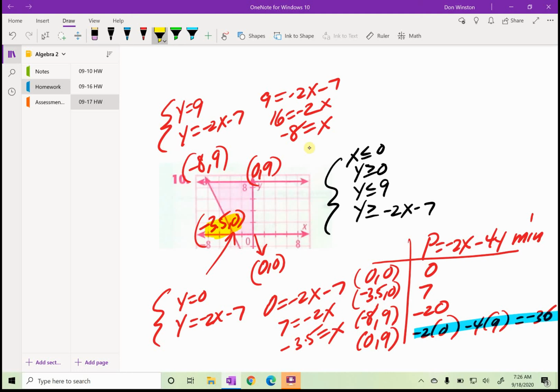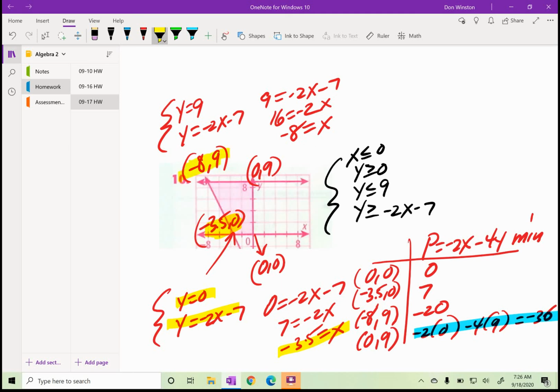And remember, yesterday I told you in class, you should always write your equations on your lines so that when you go to find the intersection, you know which lines you're using. Okay, and so that's the intersection of those two lines. And so then when I solve for x, I get x is equal to negative 3.5, and I know y is 0. And then the other corner points, let's see here, so that's negative 8 and 9.